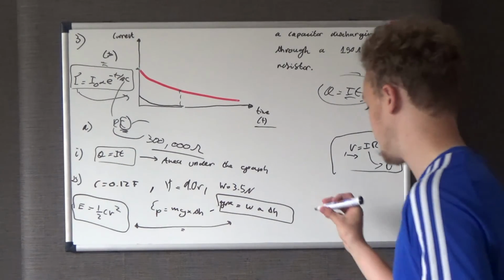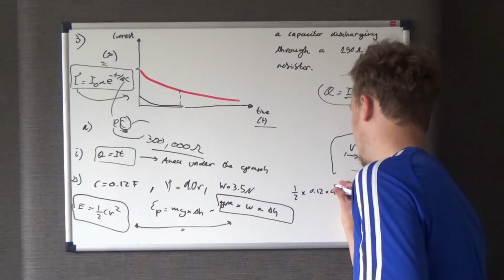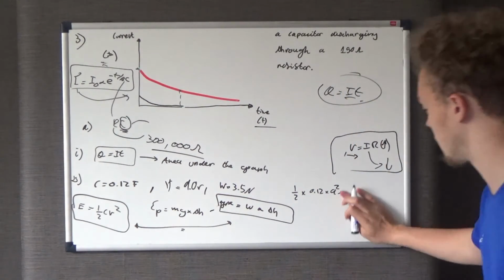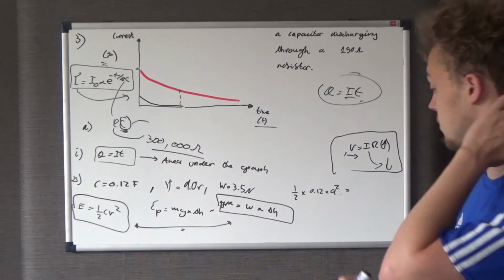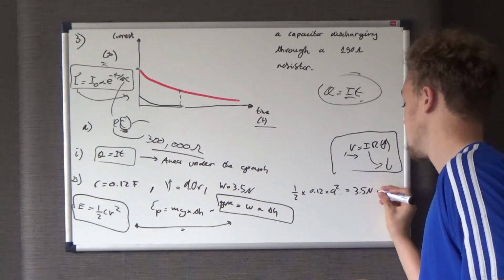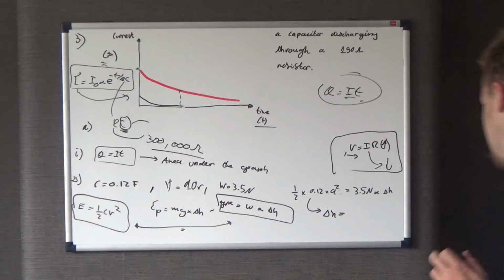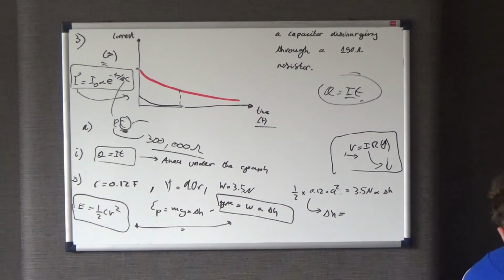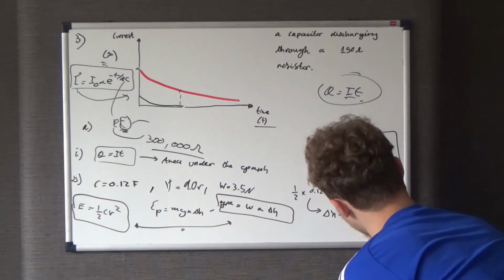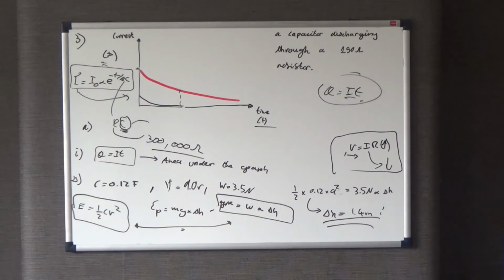So a half of CV squared. So it's a half times 0.12 farads times 9 squared, which is obviously 81, but you leave it as 9 squared. And that's the energy in the capacitor, so that's equal to the gravitational potential energy gained, which is the weight, 3.5 newtons, times delta H. And you just rearrange to get the change in height as 1.4 meters, and that's to two significant figures. So that's how you would answer 3B part 1.